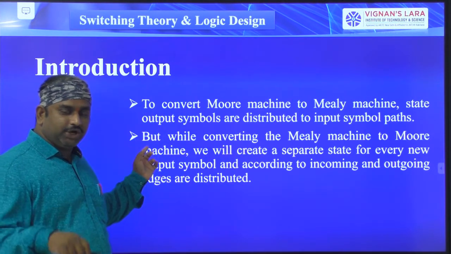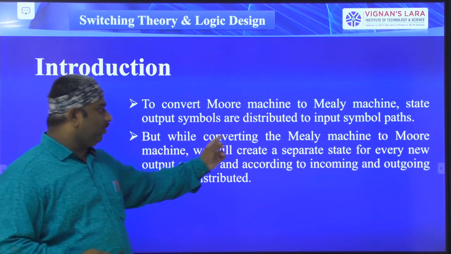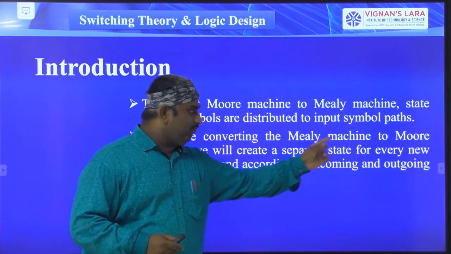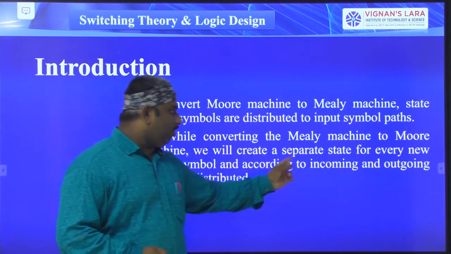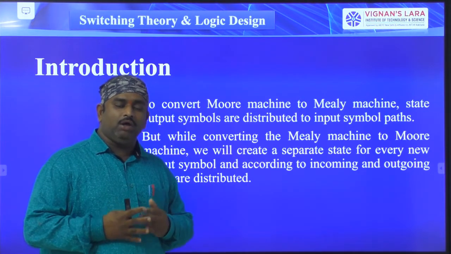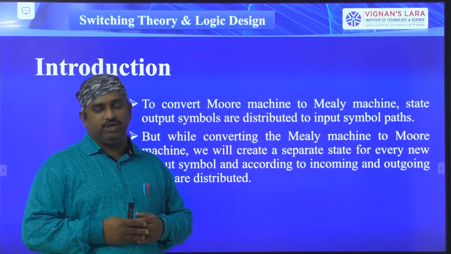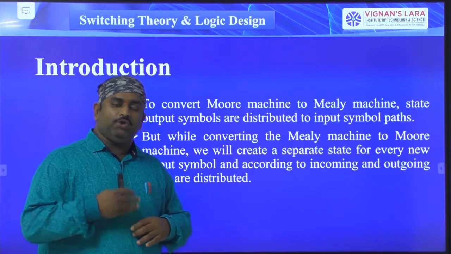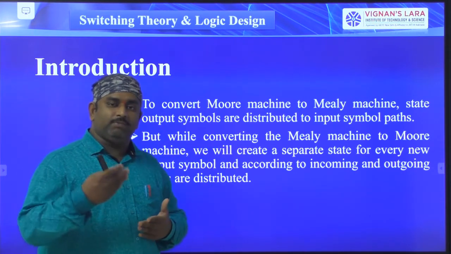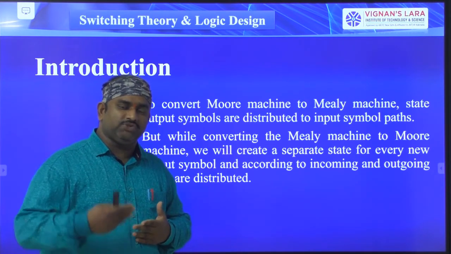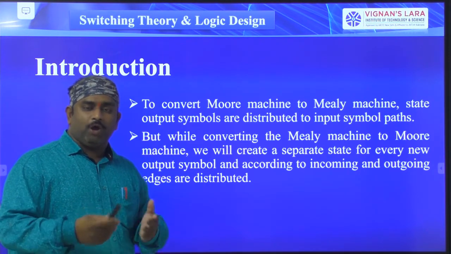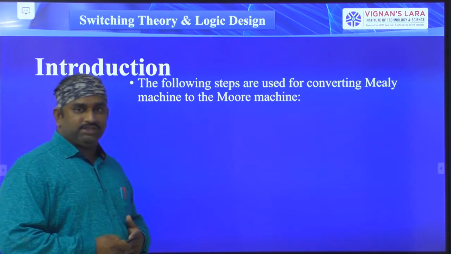Coming here, we are concentrating on Mealy to Moore conversion. While converting the Mealy machine to a Moore machine, we will create a separate state for every new output symbol, and the incoming and outgoing edges are distributed accordingly. That is, in the Mealy machine we have some 4 states or 3 states or 5 states. When converting this Mealy machine into a Moore machine, we create new states. For example, if the Mealy table has 3 states, then the Moore table may have more than 3, that may be 4, 5 or 6 states. That depends upon the output conditions.